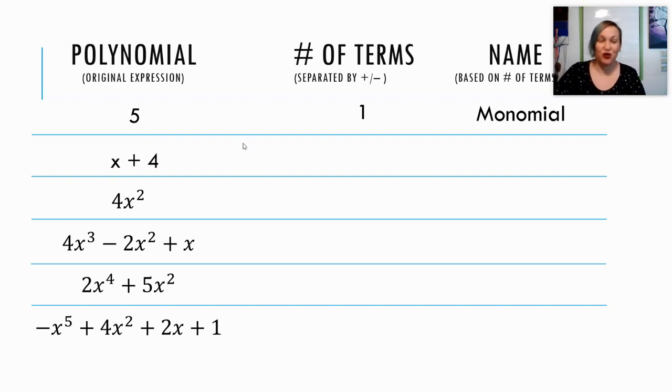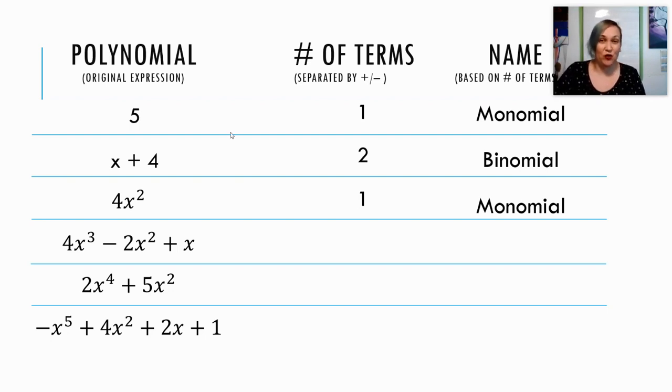In our second example, there were 2 terms because there was a plus sign. There's the letter x and the number 4. When something has 2 terms, we call it a binomial. In our next example, even though we have an x and a 4 again, since they're right next to each other and there's no adding or subtracting, they are considered to be one term. So again, a monomial.